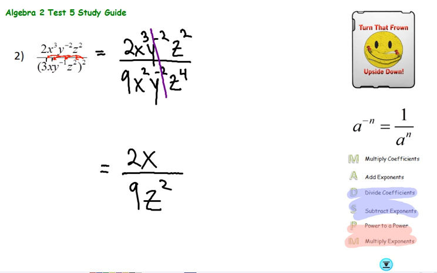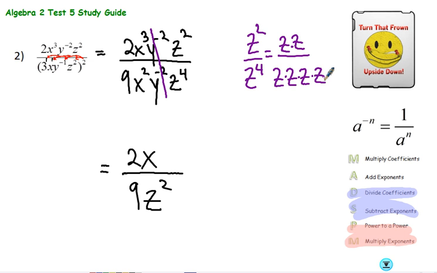And not that we would need to write it out this way, but just so you get the visual on that, if we were to write that out, z squared would be z times z. Z to the 4th would be z times z times z. And the z's would cancel, and so where are the z's left over? Well, they're left over on the bottom, so that's why z squared ends up on the bottom.